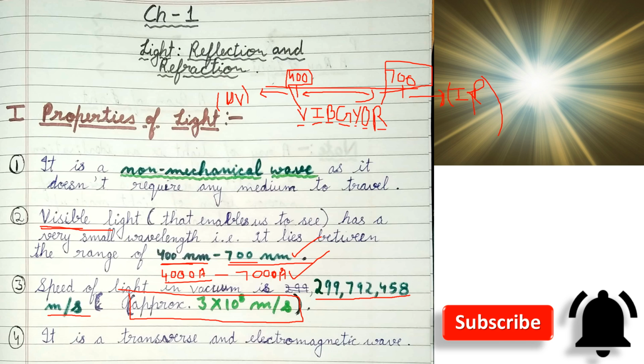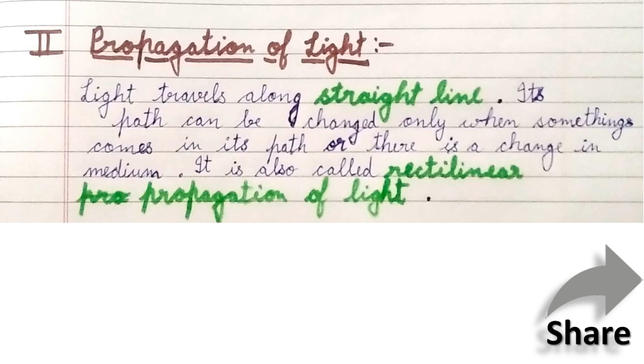The next point is that light is a transverse and electromagnetic wave. And now we will come to the propagation of light. Light travels in a straight line. Light travels along a straight line, which means it will travel only along a straight path.